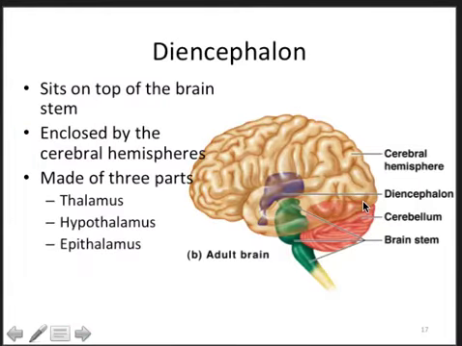The diencephalon sits on top of the brainstem and is surrounded by the cerebral hemispheres and is made up of the thalamus, the hypothalamus, and the epithalamus. The epithalamus is the topmost, most superior structure, the thalamus underneath that, and the hypothalamus underneath the thalamus. And then below the hypothalamus is a stalk called the infundibulum, and below that hangs the pituitary gland. So you can see the hypothalamus here, the infundibulum, and the pituitary gland below it.